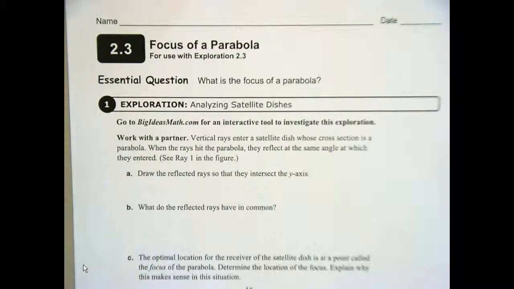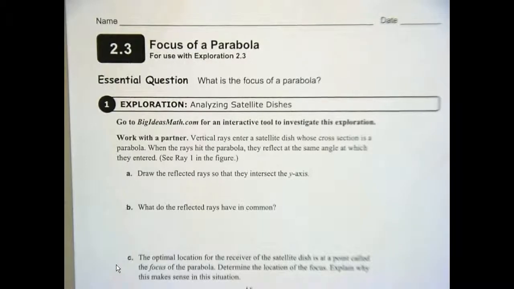Hey, you guys have your Chromebooks. We're talking about the focus of a parabola. Anyone know what a focus is? Cool. So we're going to talk about the focus today, and we're going to try one of these online explorations, because I think it does a good job at explaining this.